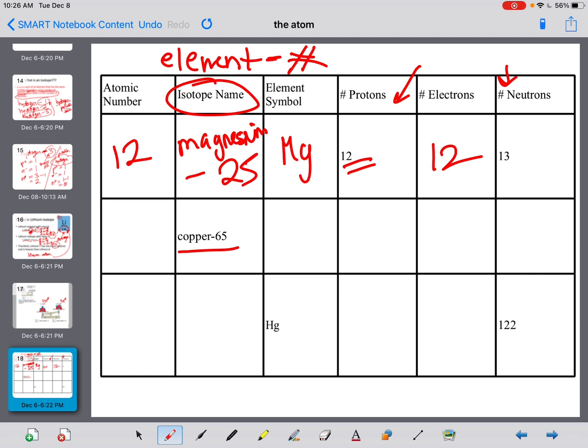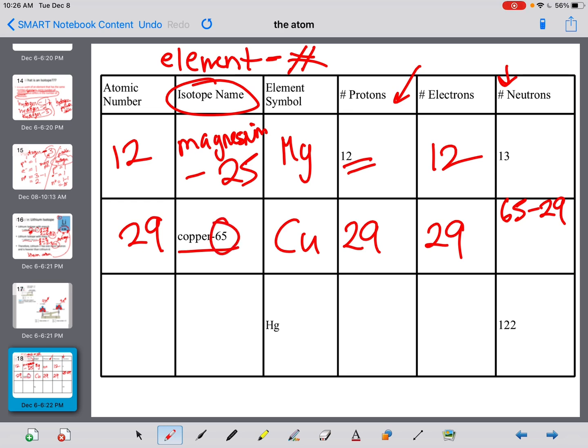Okay, so here we have our next line. We know the symbol for copper is Cu. We can look that up. The atomic number, we can look up on the periodic table, which is 29, which means the number of protons is 29, which means the number of electrons is 29. Now for the number of neutrons, remember we're using 65, not the number from the periodic table. So if this just said copper, we would use the number from the periodic table, but it's not just copper, it's copper 65. So 65 minus 29 ends up being 36.